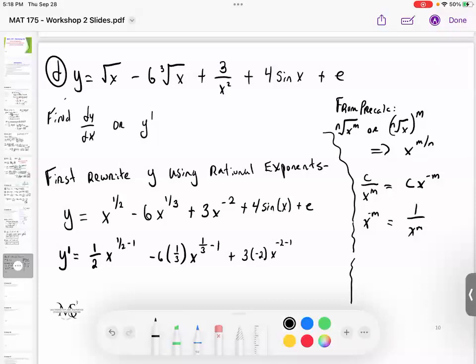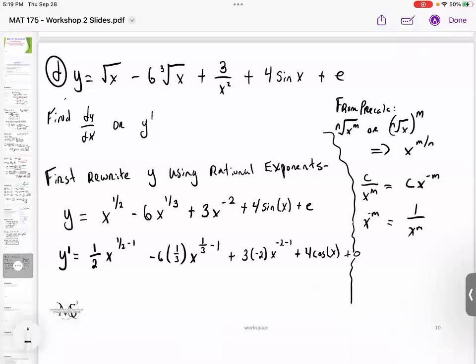What is my derivative of sine of x? Cosine. So because we have a 4 in front of it, we say 4 cosine of x. And the derivative of e is going to be what? Not itself this time. 1. Not 1. 0. E by itself is a constant, so its derivative is going to be 0. Okay. Let me clean up our derivative. So for my first term, I'm going to have 1/2 of x to the power of 1/2 minus 1.